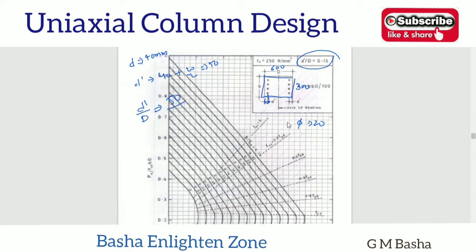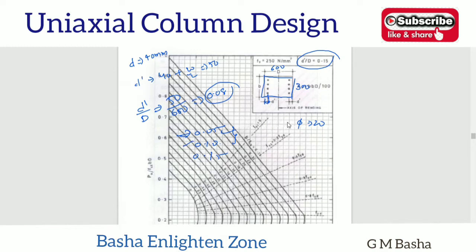Around 600, so how much will you get? 50 by 600, I think the value will be 0.08, which is lesser than 0.1. There are graphs for 0.05, 0.10, 0.15. If you get an exact value, take the exact value. If you get any middle value, like between 0.05 and 0.10, in this case you can move to the next higher value, that is 0.10.